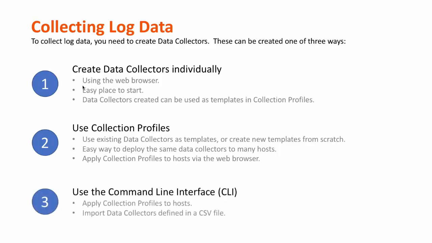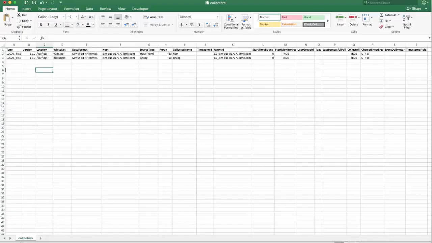Let's talk about the third and final way, which is using the command line interface. IT Data Analytics has a robust command line interface that allows you to perform many actions in an automated way. The command line interface I'm going to show you here is called Import Data Collectors. The Import Data Collectors command line takes a CSV, or comma separated values, file that's predefined with the information about the data collectors that you want to create. I've created that CSV file and I'm showing it to you here. So in this example, I'm going to create 2 data collectors.